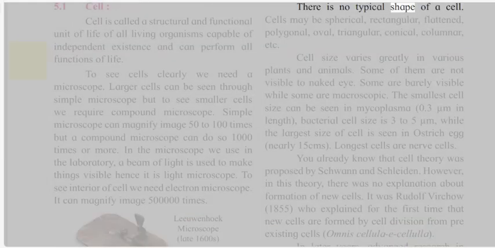There is no typical shape of a cell. Cells may be spherical, rectangular, flattened, polygonal, oval, triangular, conical, columnar, etc. Cell size varies greatly in various plants and animals. Some of them are not visible to the naked eye. Some are barely visible while some are macroscopic.